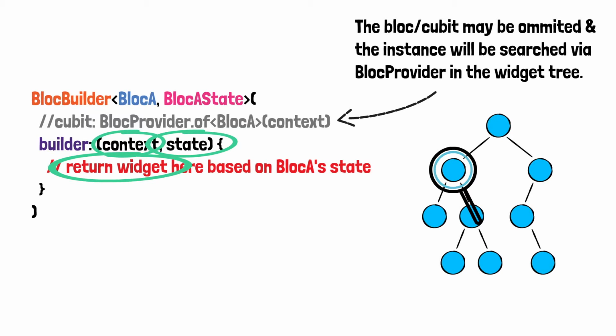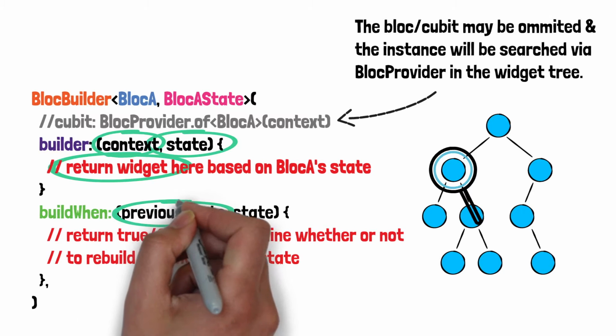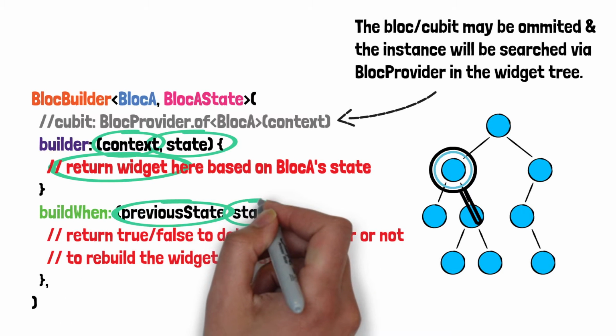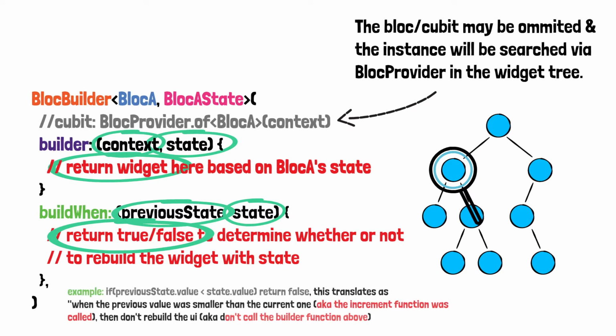Now, for even more control of when the BlocBuilder should rebuild the UI, there is another parameter which you can use called buildWhen. This should take in a function having the previous state and the current state as parameters. For example, if the current state contains a text value and that text value is greater than the previous state text value, you can return false so that the builder function won't trigger and won't rebuild the UI.